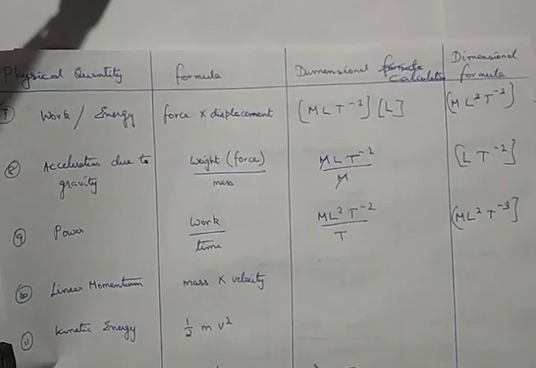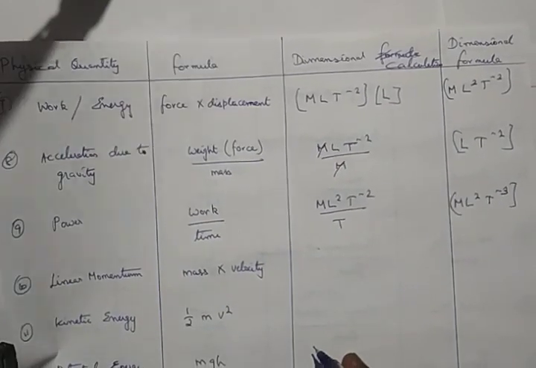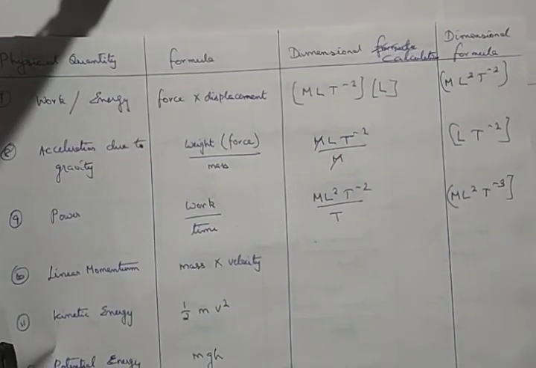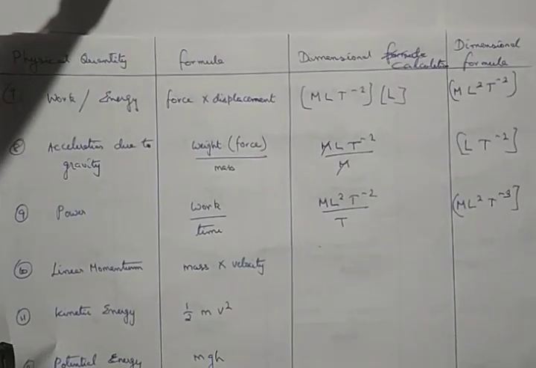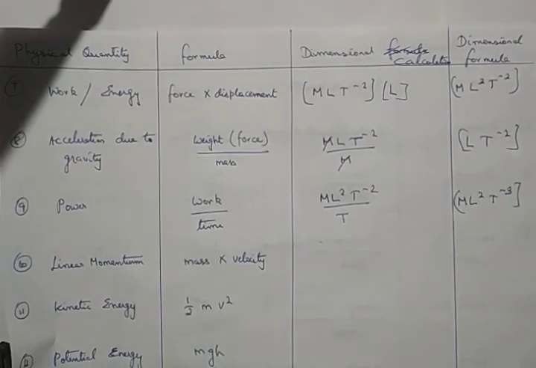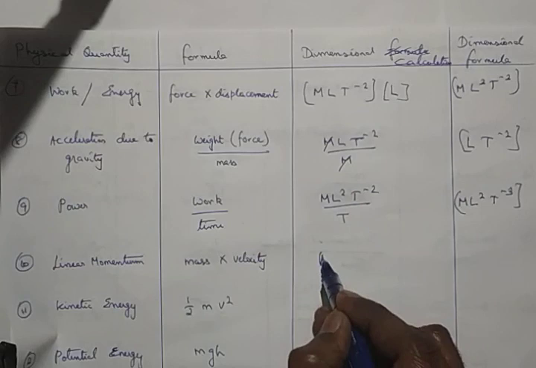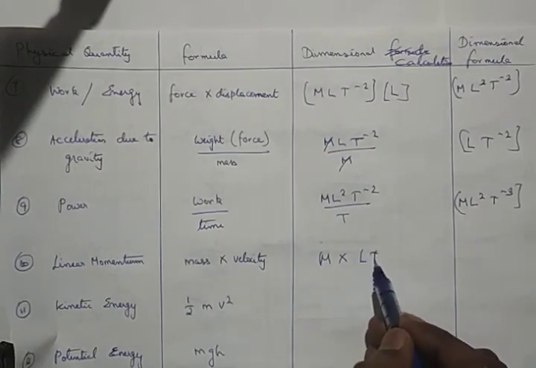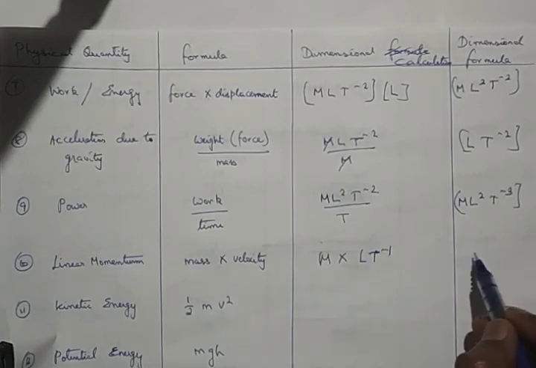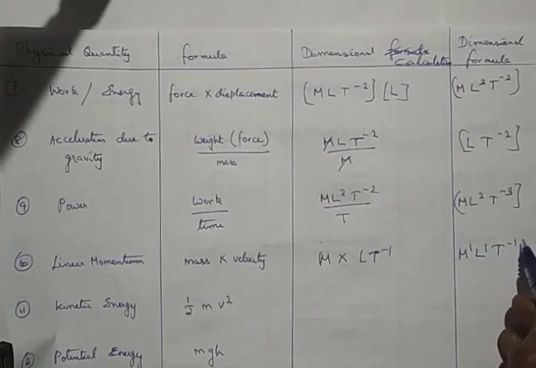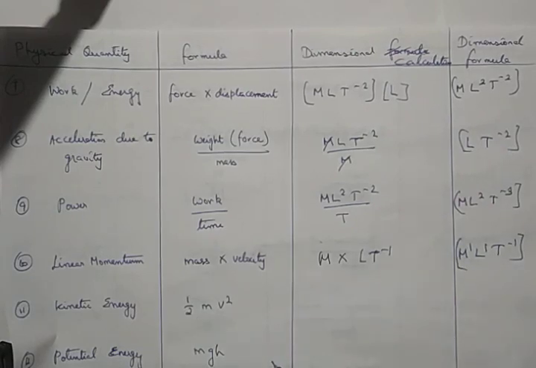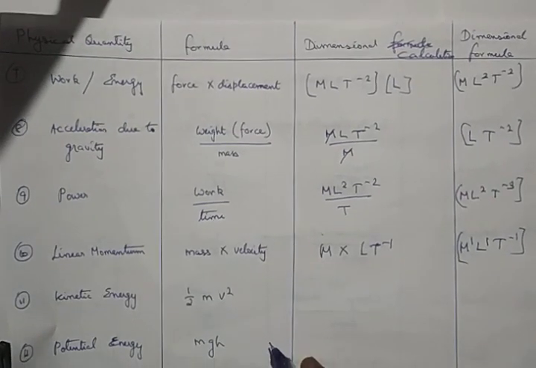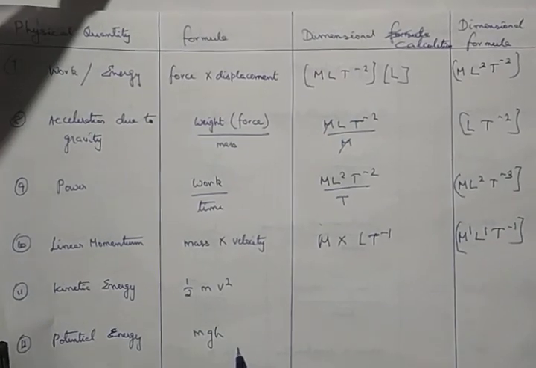Next one is linear momentum. Linear momentum is a formula that we already studied earlier, mass into velocity. This is quite simple, mass multiplied by velocity, which is LT minus 1. So both of them combined together, you get M1 L1 T minus 1. So that's linear momentum.